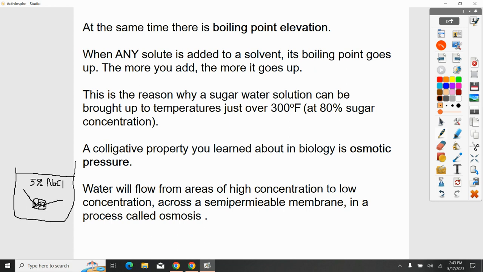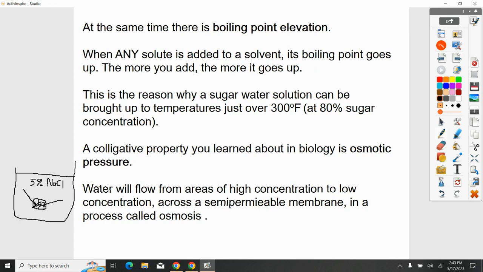What we have to do when we think about osmosis is flip those numbers. That is not a 5% NaCl solution. That's a 95% water solution on the outside. That is not a 10% NaCl solution on the inside. That is a 90% water solution on the inside. The water is moving from where you have more water to less water. And the process by which it moves is called osmosis.